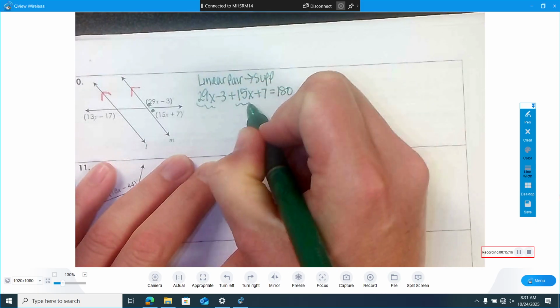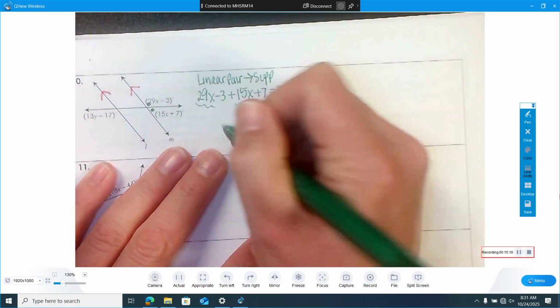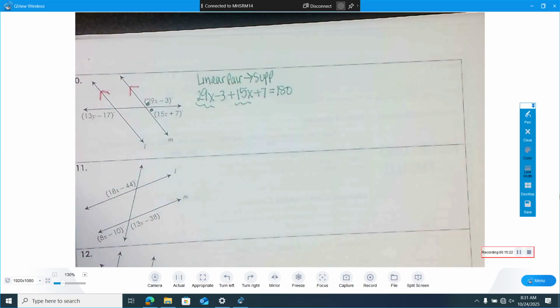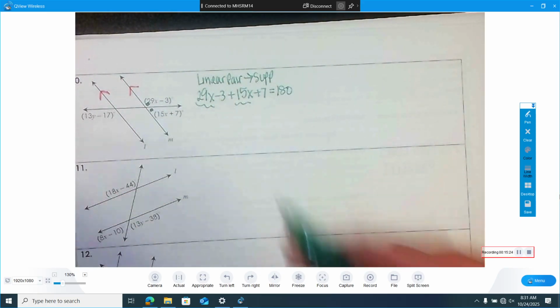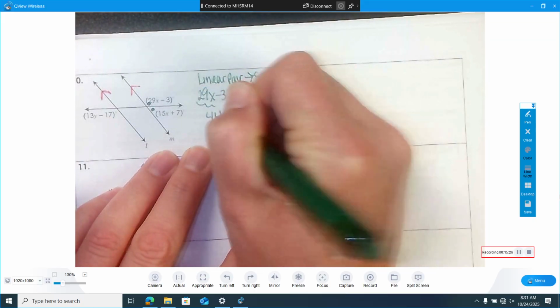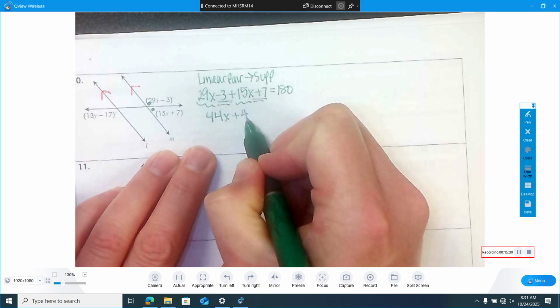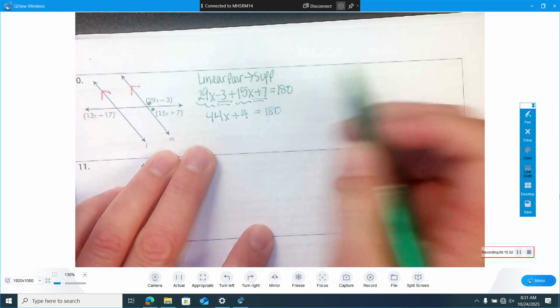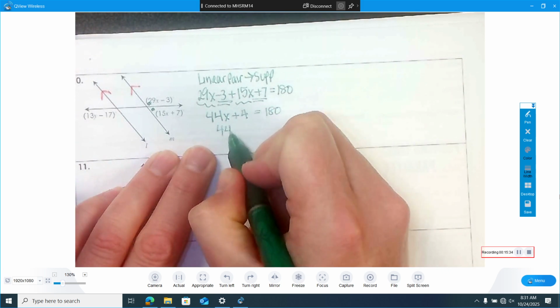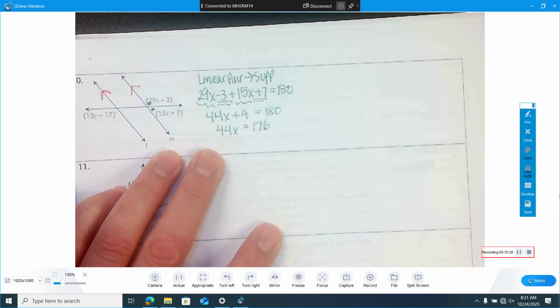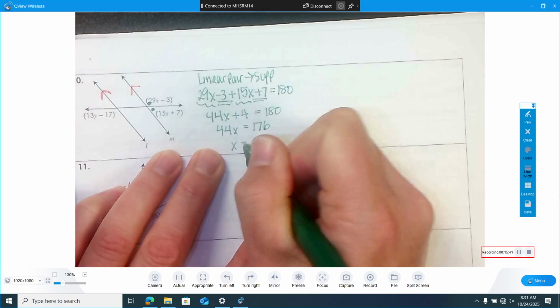Let's see. 29 plus 15 is 44? 54? 44? Okay, yeah, oh good. We have a -3 and a +7, which is +4. And if I subtract 4, you get 44x equals 176. Beautiful. And once you divide that, you get x equals 4.